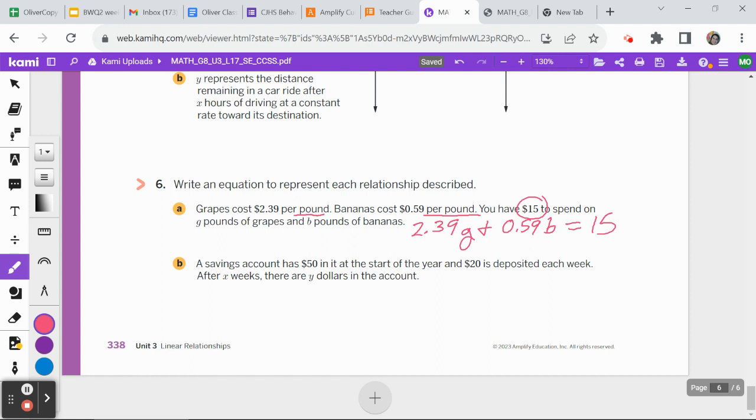Now B, I will give you a hint, is in slope intercept form. So there's a savings account that starts with $50, and then there's $20 deposited each week. So 50 is going somewhere and 20 is going somewhere. One of them's your M, one of them's your B.